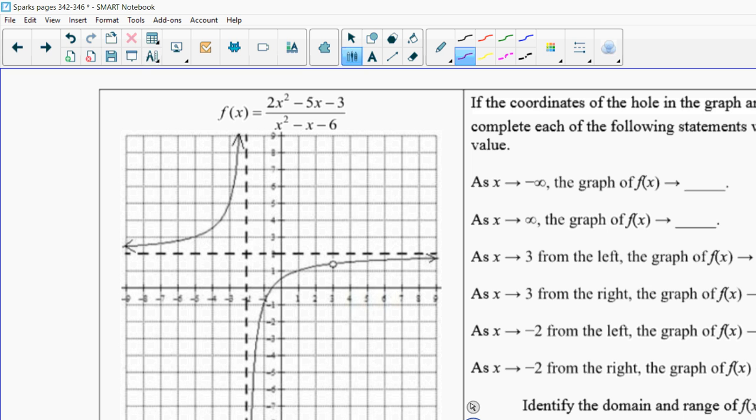Let's factor. Factor that numerator. Now I got a 2x squared, so where's my 2 go? 2x and x? Yeah, sure. 2x and x? Help me out here.